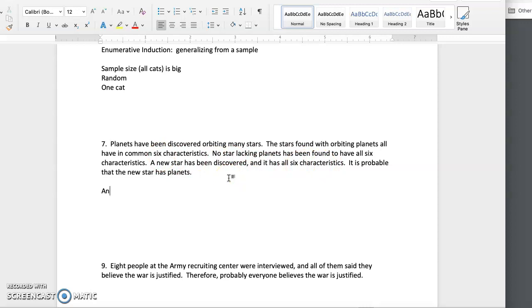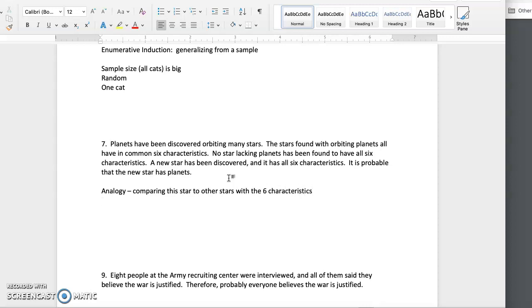So again, this is not analogy. It's not comparing this star to other stars. Well, I guess in a sense it is, right? It's comparing this star to other stars with these 6 characteristics. So I guess you could argue this is analogy because we are comparing and we're saying that because these other stars have this property and this star is like them in relevant ways, then this star will have that property too. So you could argue this is analogy.